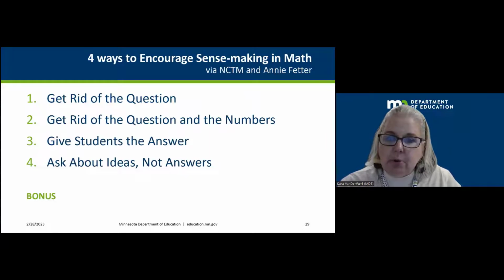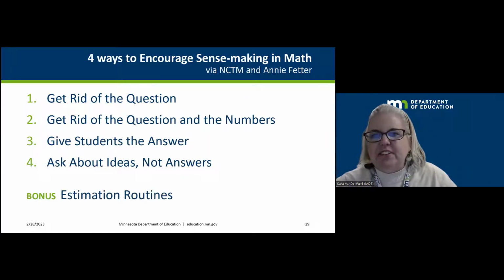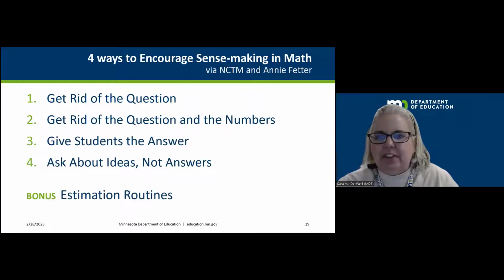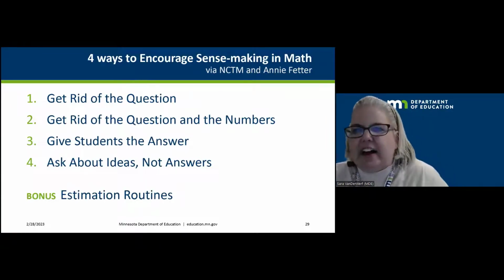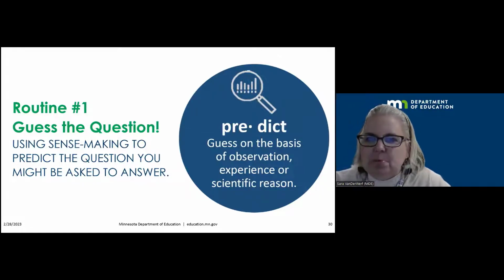And another bonus thing that's going to really help with all of this is building in estimation skills in your students. You cannot do enough estimation. So what are 3 routines that go after these 5 ideas? I'm going to talk about the first one, and then my peers are going to talk about the 2 others. So routine number 1, I like to call this guess the question. Hey, students, can you guess the question? Can you predict what we're going to do today? People love to guess.